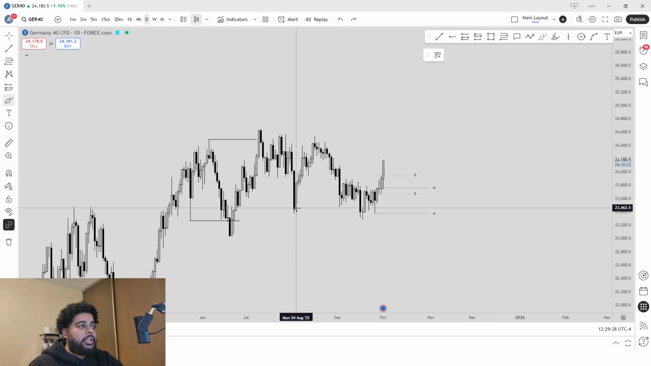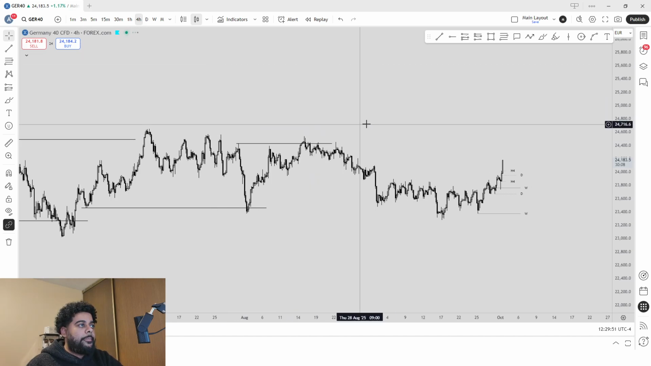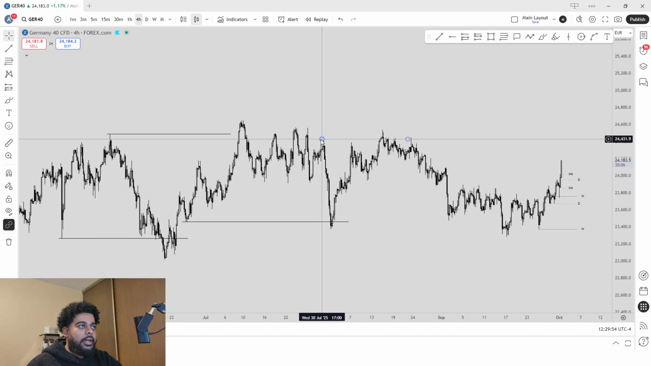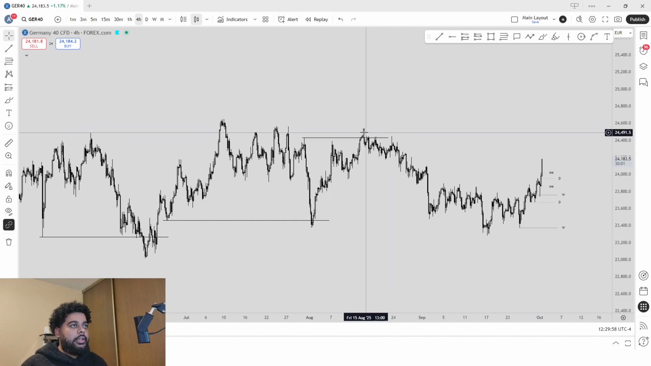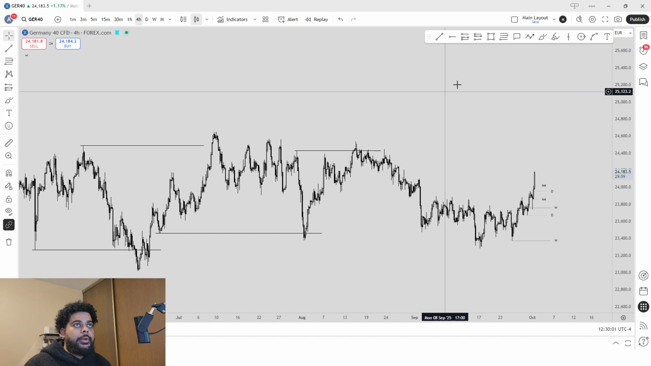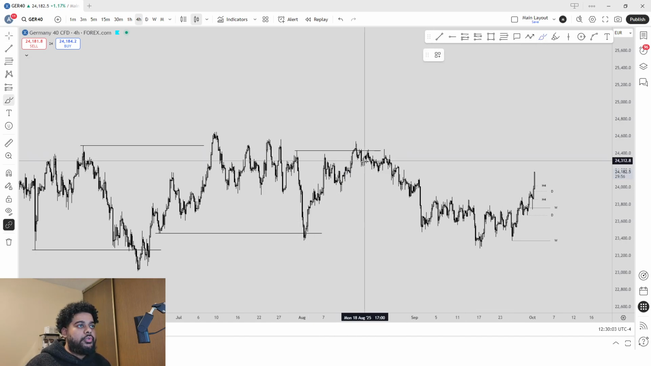Now what ends up happening is we get this move up and we take out this. So this is very, very important. This part right here that I just drew on, that's very important. Obviously on the daily it doesn't really look like much, but if I go down to the 4-hour, it's a high. So it takes out that, induces some sort of buyers. People are trying to buy, and ultimately this low becomes a trap.